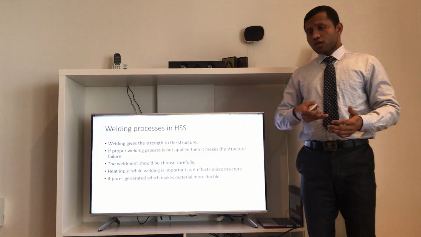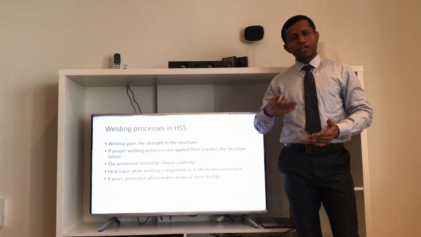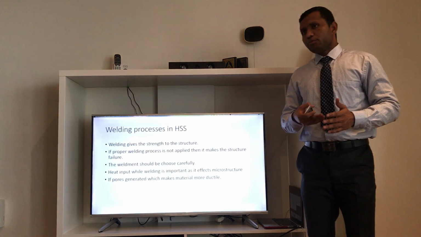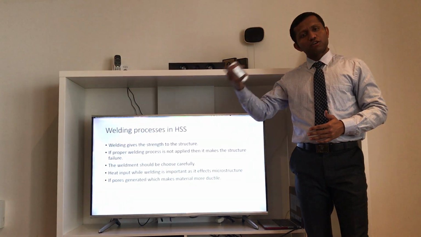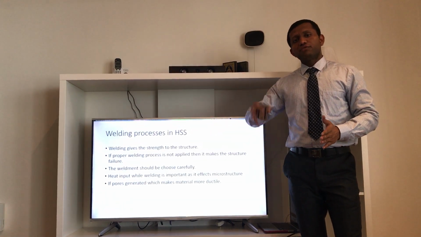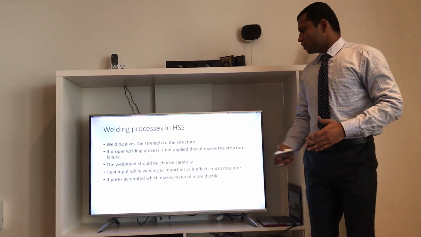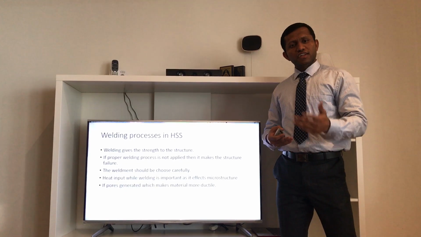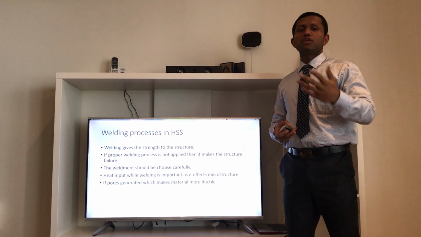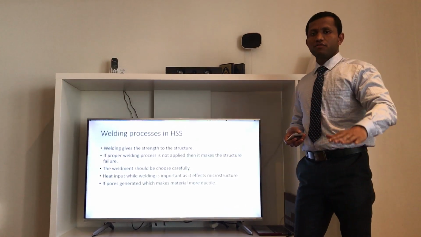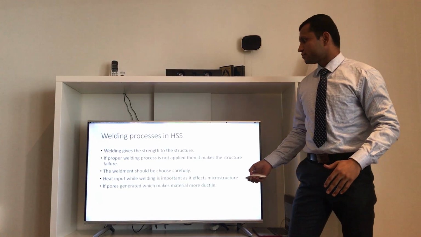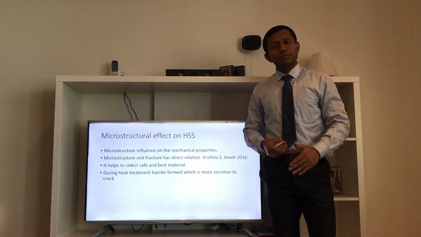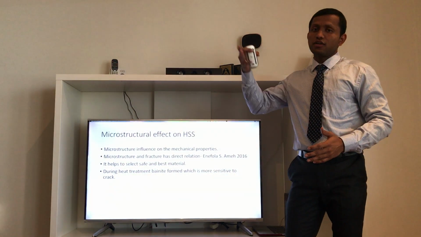So we should choose carefully the weldments and the heat input method, because the heat input method can affect the microstructure and microstructure can affect the failure again, which I am going to explain. Because in the welding method, pores are generated and which can make the material more ductile, so it can easily fail or fracture. So what is the microstructural effect which leads to the cracking of the high strength steel again?